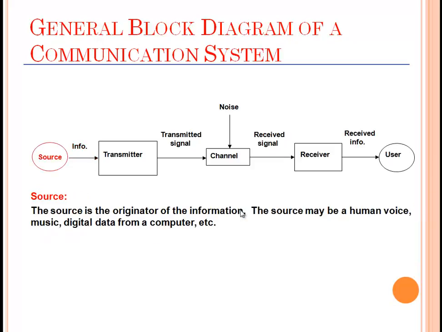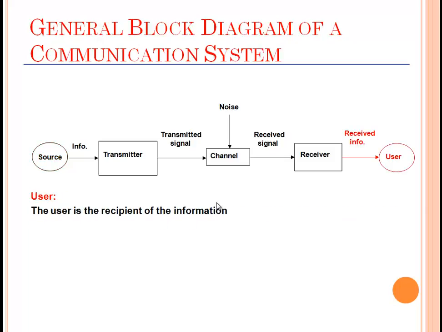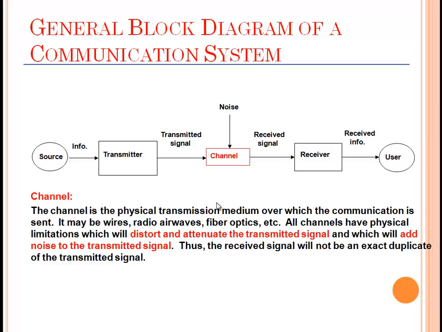So we have a source. The source is the originator of information. It originates the information. The source may be a human voice. It may be a speech signal. It may be any music. It may be a digital signal as well from PCs. So the user at the receiver end is the recipient of the information.